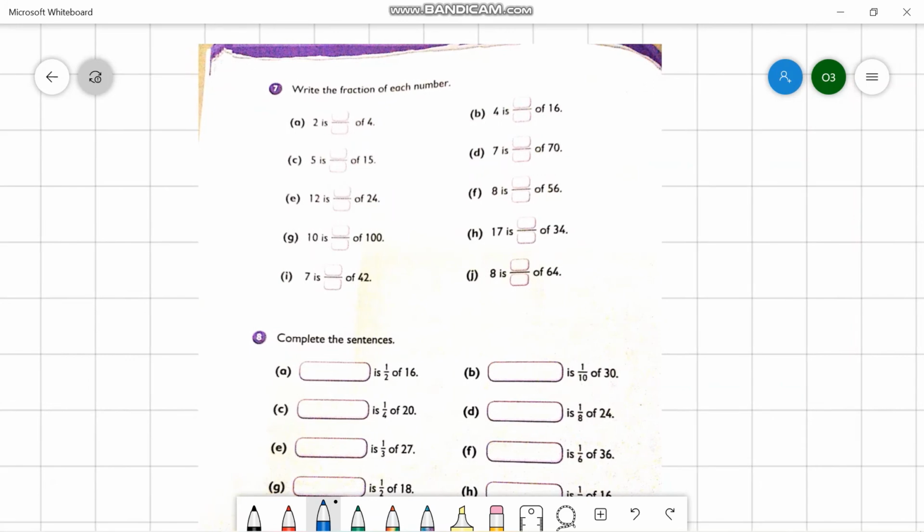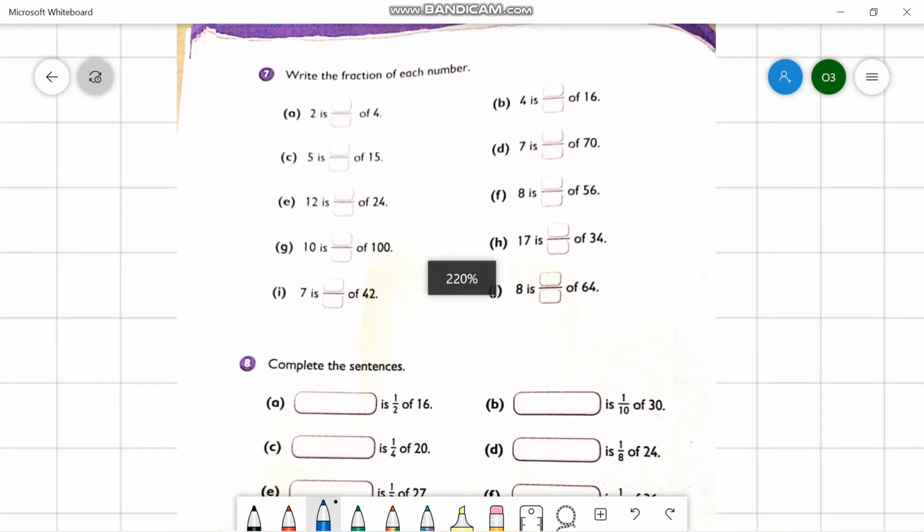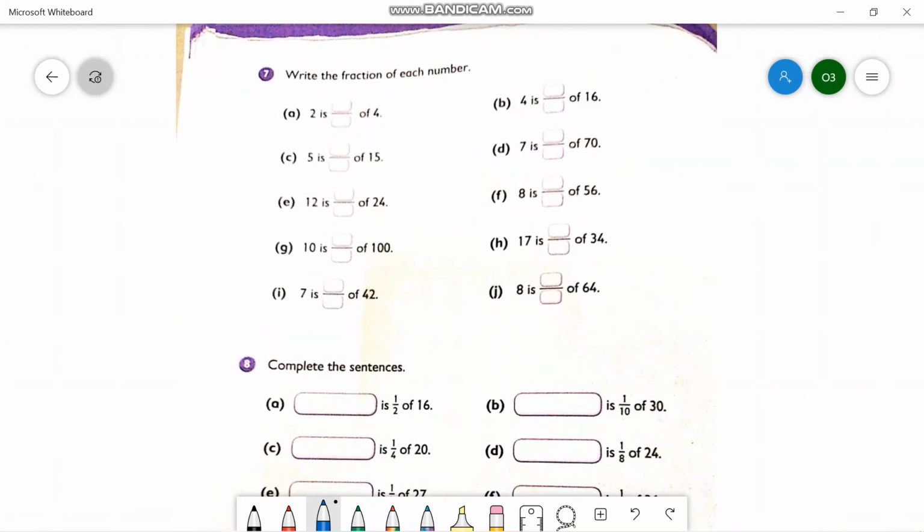Write the fraction of each number. So here you're going to write the fraction of each number. So 2 is what fraction of 4? 2 is 1/2 of 4. Okay, so you're just going to divide 4 by 2. Okay, 4 divided by 2 is 2, and then times 1.